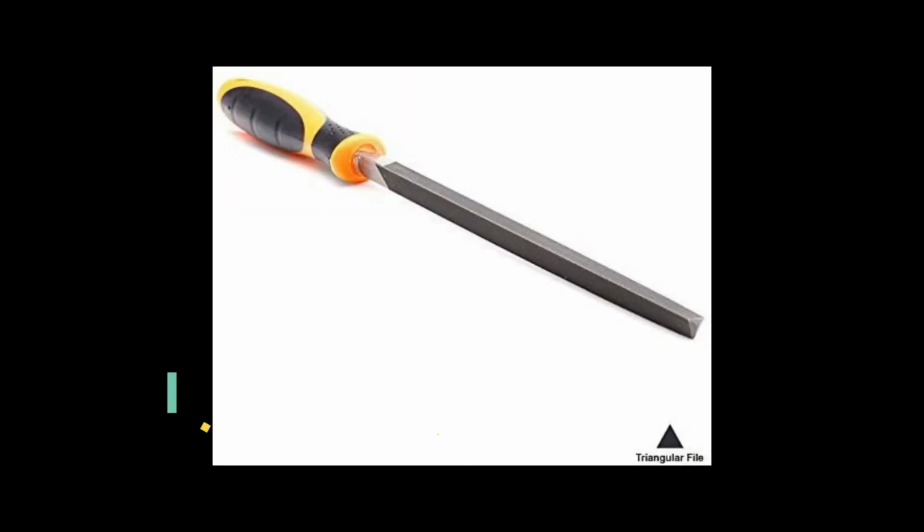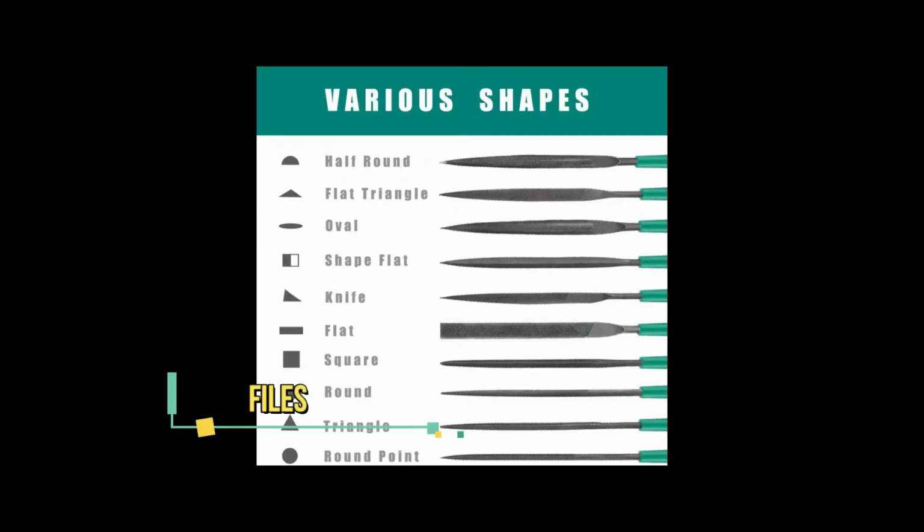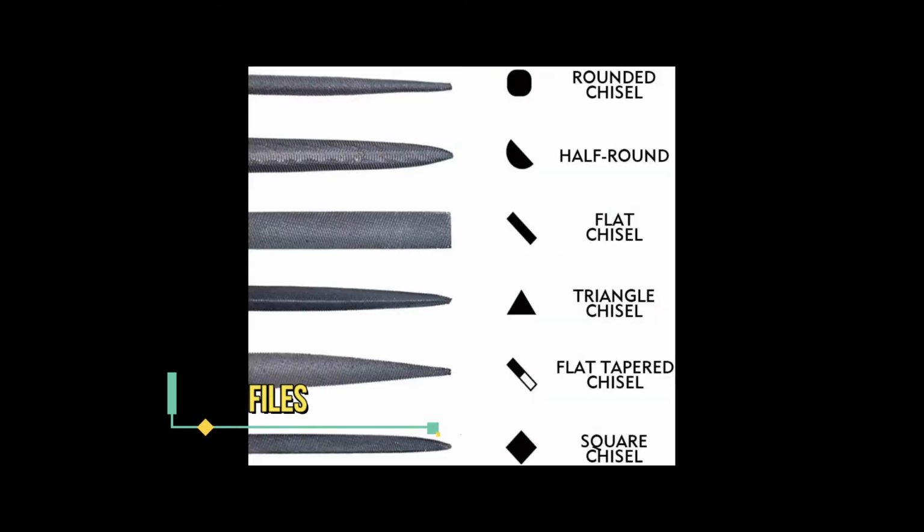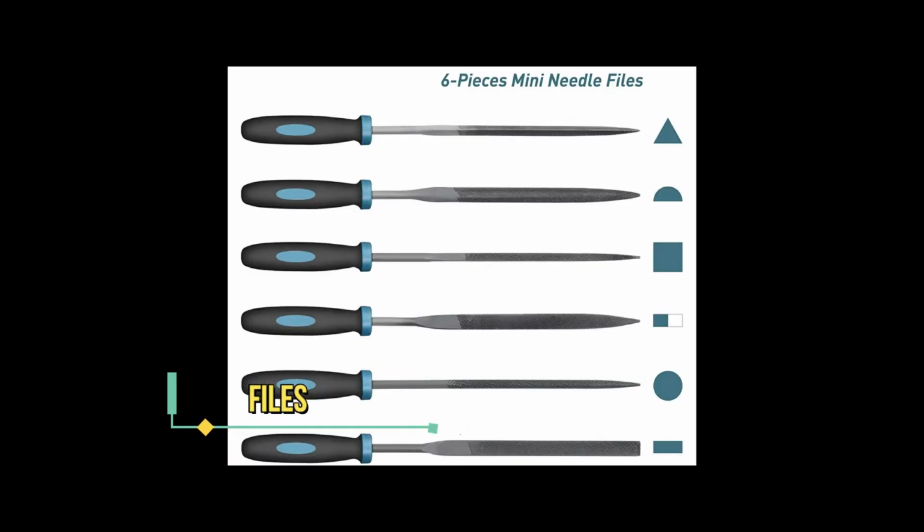Next one is files. Files are used for maintaining other woodworking tools and equipments. They are made of hardened tool steel which is tempered, and they should never be dropped as they are very brittle and can break. They are of various types depending upon their size, shape, cuts and degree of coarseness.